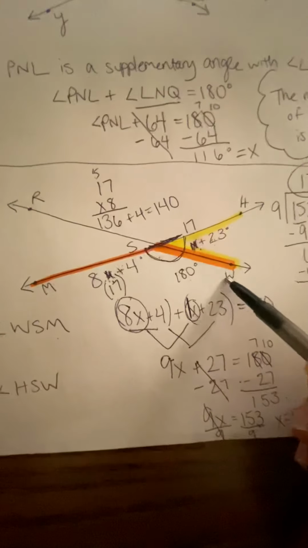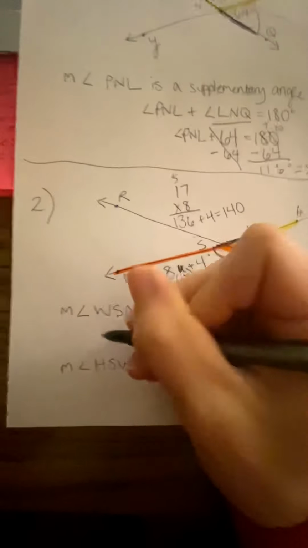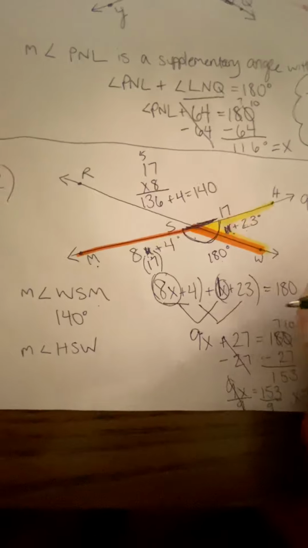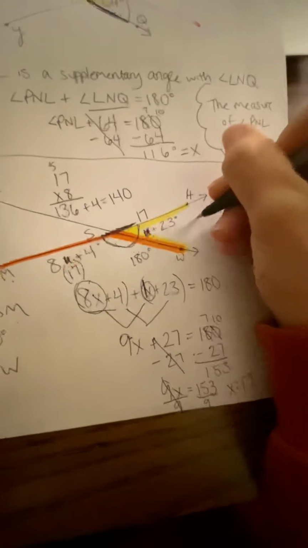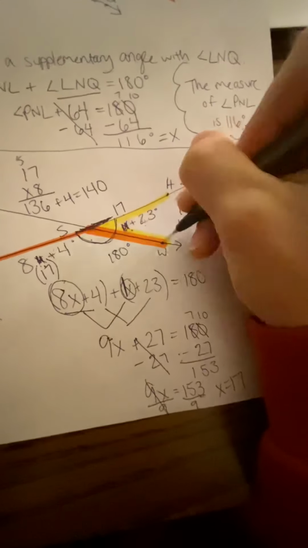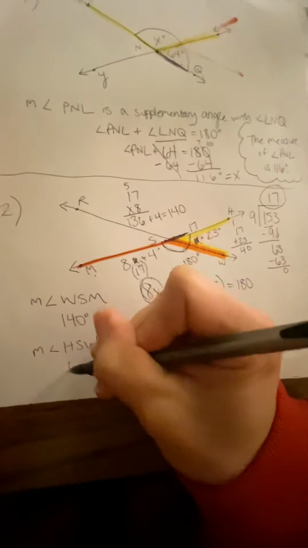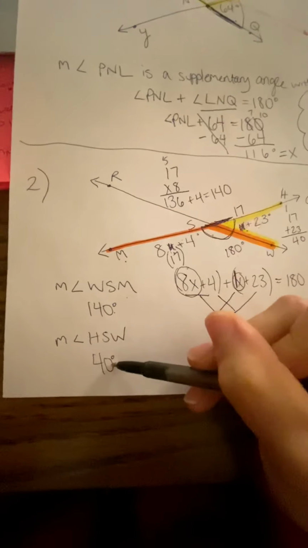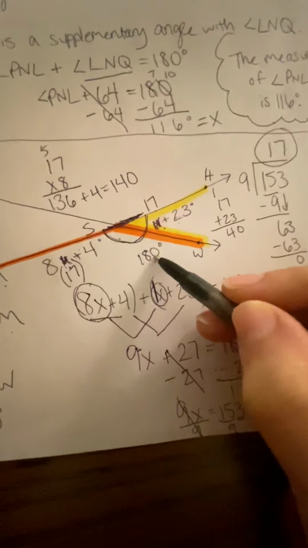So the bigger angle, angle WSM, is equal to 140 degrees. And angle HSW is 17 plus 23. So that's 40. And if you look, angle 140 and angle 40, of course, when I add those two together, I get my 180 degree angle.